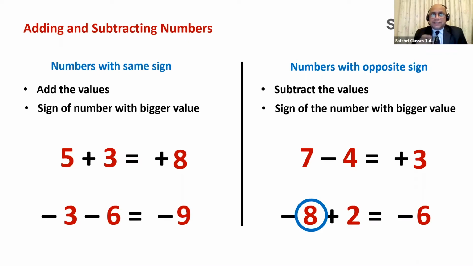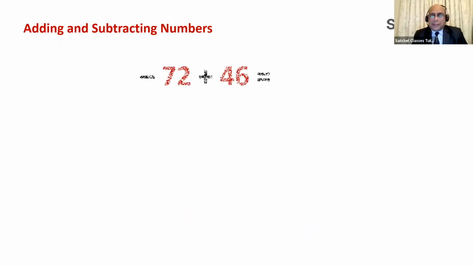The importance of this method is for adding and subtracting big numbers. So let's take some examples of big numbers. Let's say minus 72 plus 46. What can you say about these two numbers?